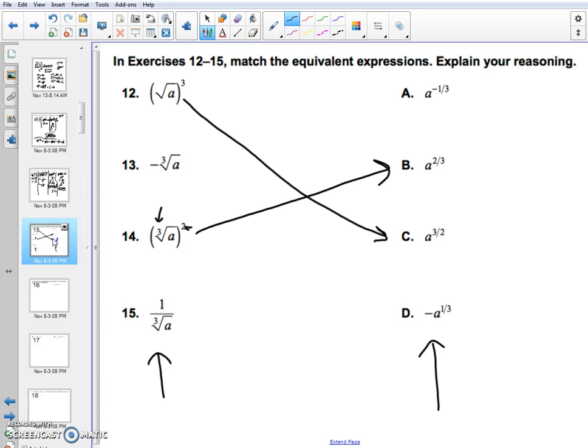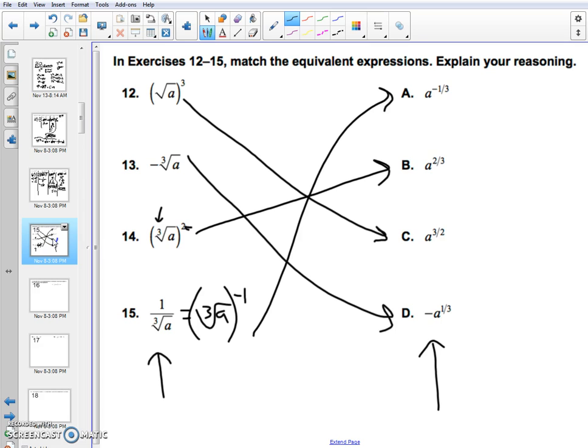Okay, when I look at 13 then, I've got a big negative out in front. And then my root is 3. I don't have a power there, so it's going to be 1/3. That negative has to stay out in front, so D. 15 then, anytime I have something in the denominator, I know I could bring that up to a numerator as long as it goes to the -1 power. So my power here is -1. My root is 3, so that matches A.